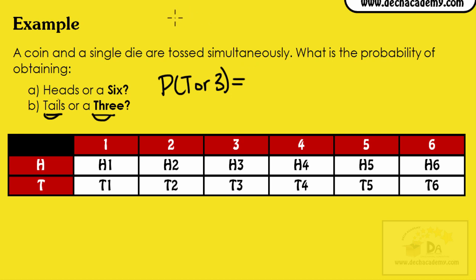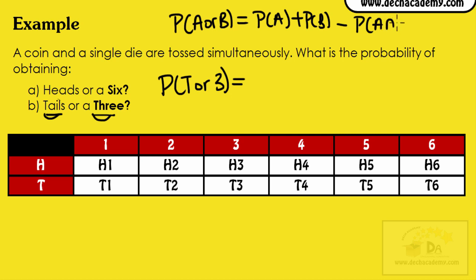Therefore, for 2 events which are independent, the probability of one event occurring or the other is equal to probability of A plus probability of B minus probability of A and B occurring. So this can be read as and or intersect. So probability of getting a tails T or 3 is equal to the probability of getting tails from the coin flip plus the probability of getting 3 from the die toss minus the probability of getting tails and a 3.